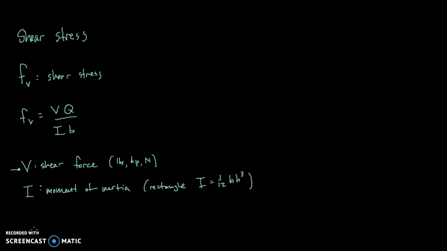Now, Q, what is Q equal to? Q actually has to be calculated. It is equal to A times Y bar, where A is the area above or below the location where the stress is being calculated. So that's best explained here with a picture. Let's say we have a cross section that's shaped like a rectangle.